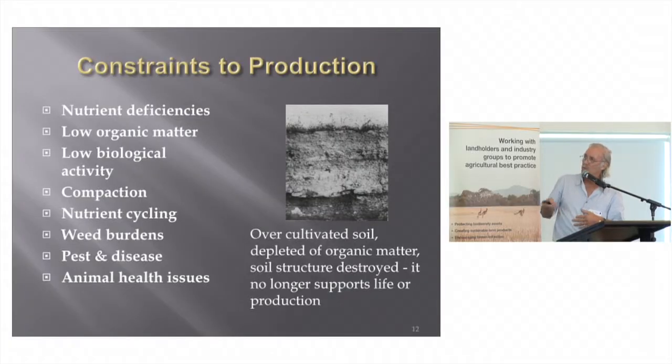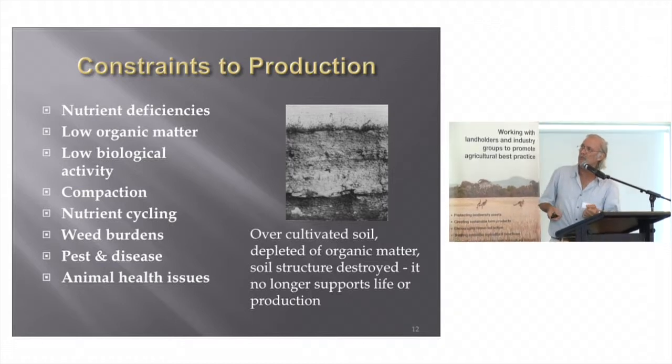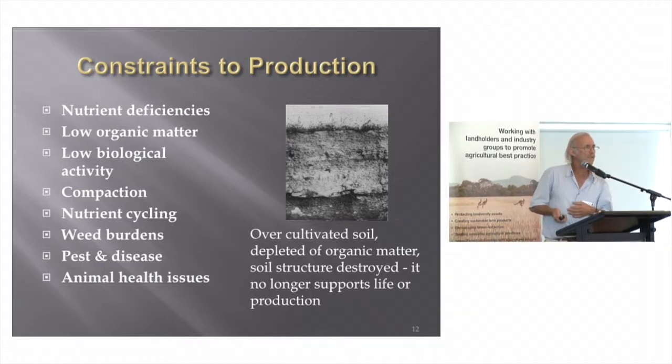So, in terms of what we've now assessed, the constraints to production, whatever our agricultural enterprise might be, is it nutrient deficiencies? Is it low organic matter that's holding us back? Low biological activity, the two probably run together there. Are there compaction issues, as the diagram on the right might indicate? Is nutrient cycling taking place?